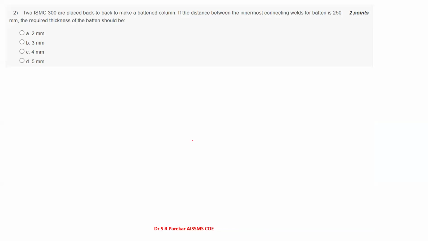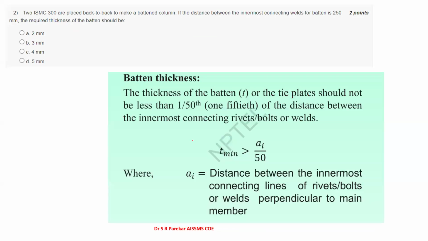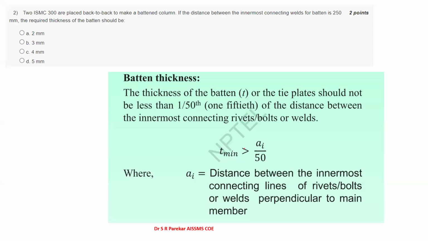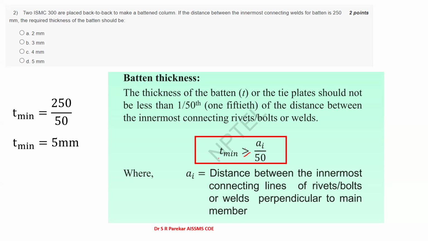Then two ISMC 300 are placed back to back to make a batten column. If the distance between the innermost connecting welds for batten is 250 mm, now you can see this. What is t minimum? Actually, the tie plate thickness should not be less than, so equal to that is okay. So it is not actually greater than, so this is greater than or equal to. Minimum we have equal to. Then we can go with this, that is t minimum equal to 250 upon 50, which is equal to 5 millimeters. We have again option D.